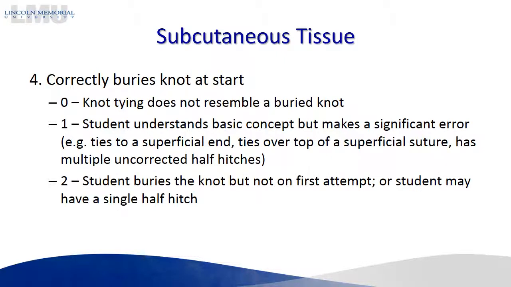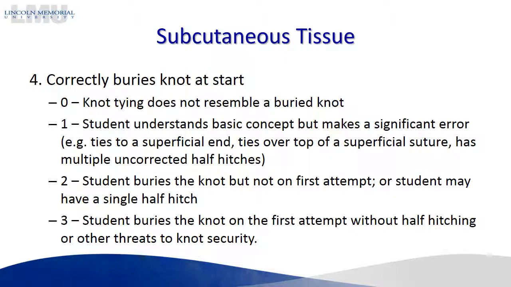An example of a 2 would be a student who buries the knot, but they don't manage to do it on their first attempt. So maybe they had to place a pattern once and they didn't get it to bury, they replaced it. Or the student may have thrown a single half hitch, but not something where you're globally concerned about knot security with that student. And an example of a 3 is going to be a student who buries that knot very competently on the first attempt. They're not having half hitching, they're not having other threats to knot security. It's just a really good quality buried knot.